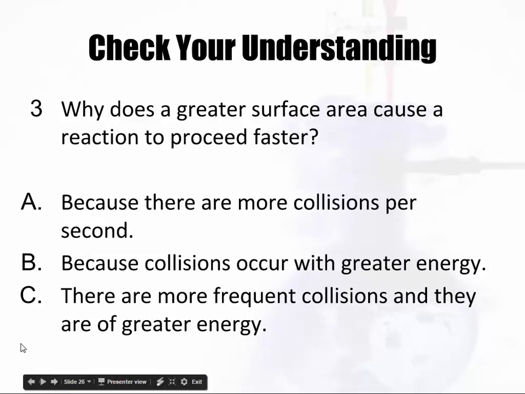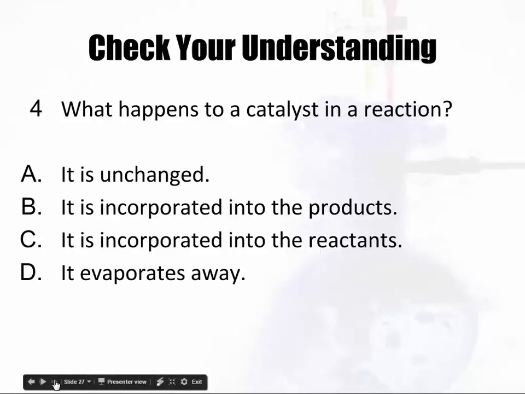Okay, number 3. Why does a greater surface area cause a reaction to proceed faster? Is it A, because there are more collisions per second? B, because collisions occur with greater energy? Or C, there are more frequent collisions and they are of greater energy? Okay, so this one should also be A. So the greater your surface area is, the more collisions that can occur.